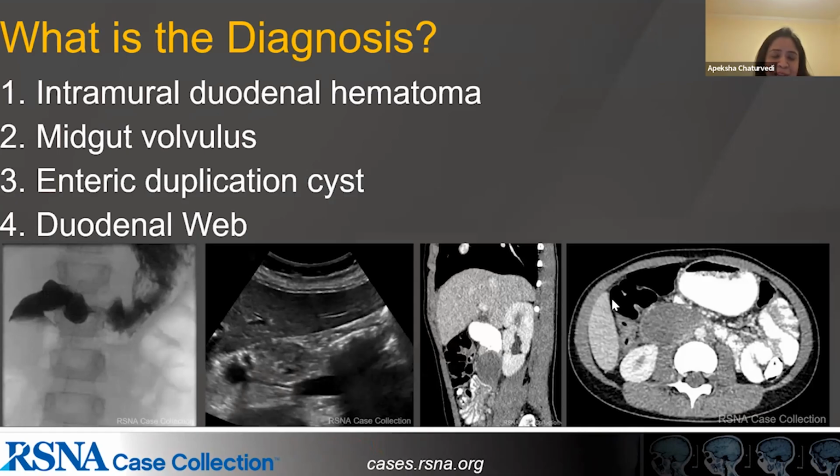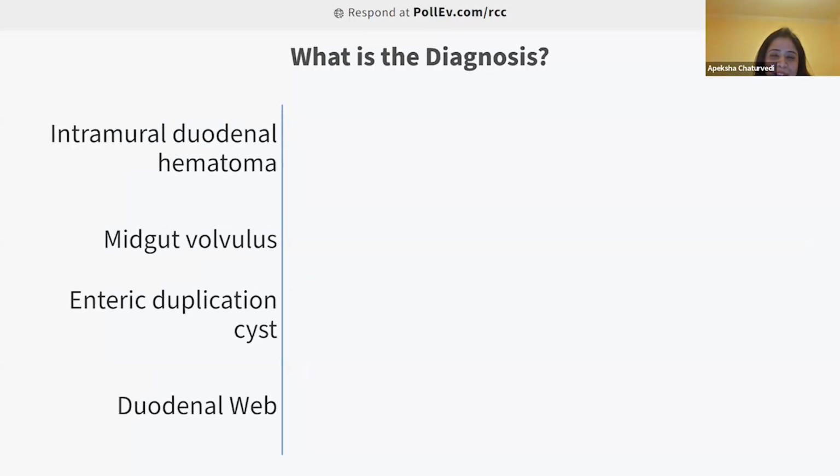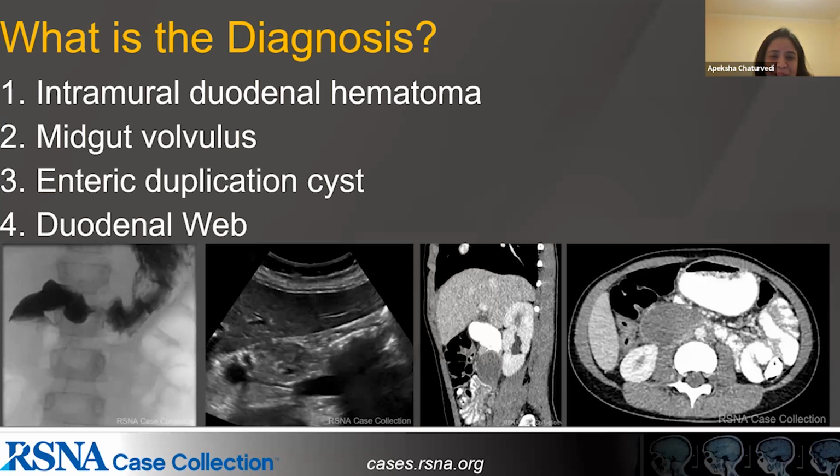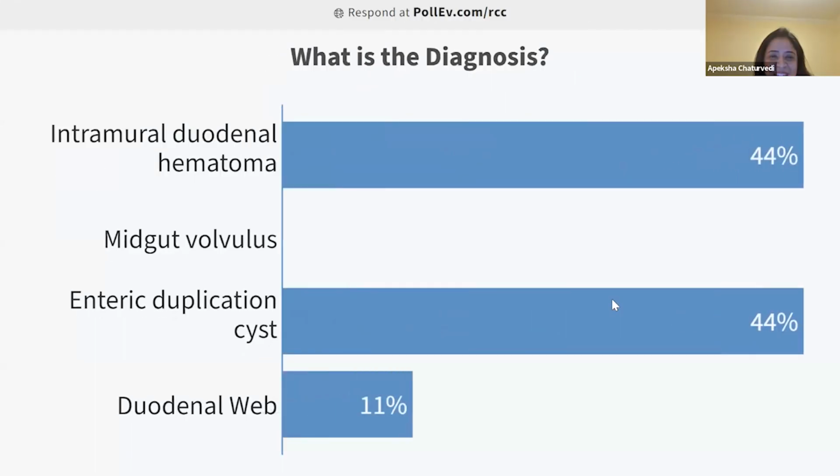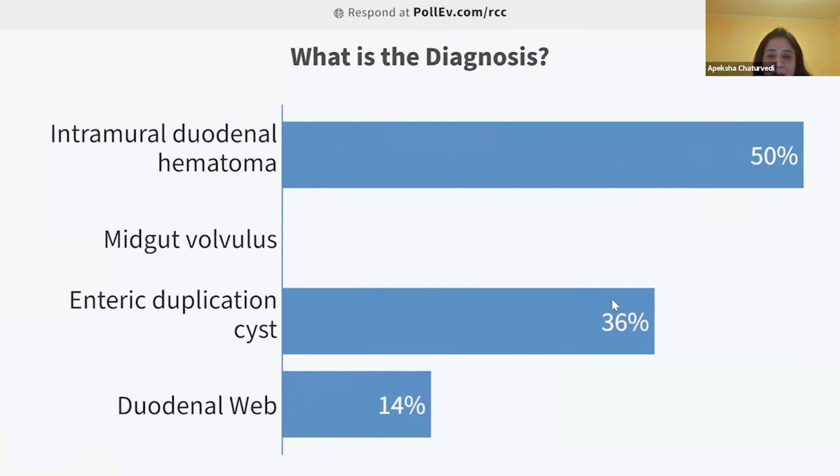Let's activate the poll. We can go back to the question slide. All right, poll slide, please. Okay, so there's quite a spread here. Majority of people think this is an intramural duodenal hematoma, but there are quite a few, actually, okay, so that changed very quickly. Enteric duplication cyst 31% and duodenal web 13%, no takers for midgut volvulus, so that's great.